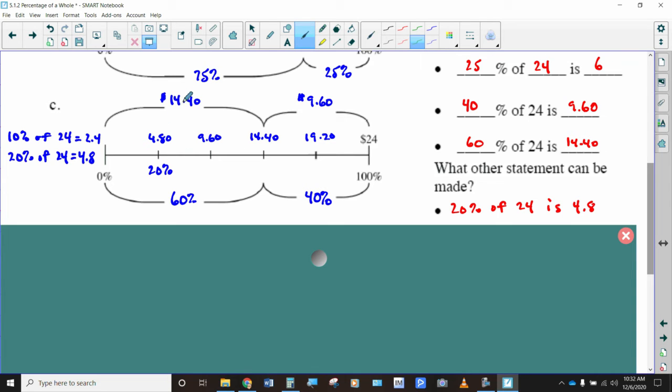So 3 times $4.80 is $14.40, and 2 times $4.80 is $9.60. And double check by adding these guys together to verify that they add up to 24, and they do. So 40% of $24 is $9.60. 60% of $24 is $14.40. And any other statement, you could have said 10% is $2.40. I chose 20% of 24 is $4.80 because that's kind of what I've got labeled right there.